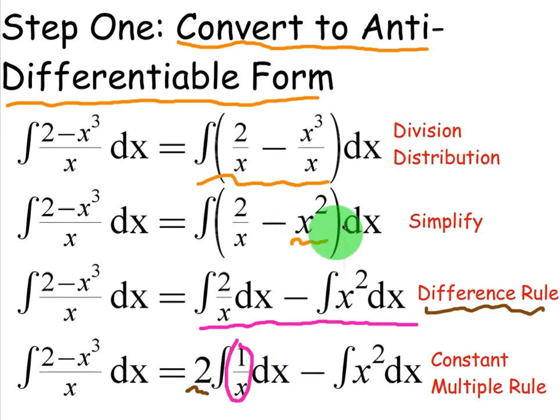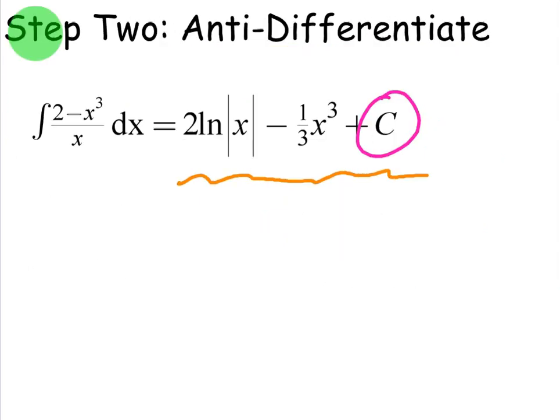And we can split it up into 2 antiderivatives. We talked about that before. That's the difference rule for antiderivatives. Now it's minus the antiderivative of x squared. So we have 2 times the antiderivative of 1 over x minus the antiderivative of x squared. We can use our constant multiple rule right here, meaning we can take the antiderivative of this and then multiply by 2. And then, of course, we can take the antiderivative of x squared because that's a simple power function. So let's go ahead and do that.